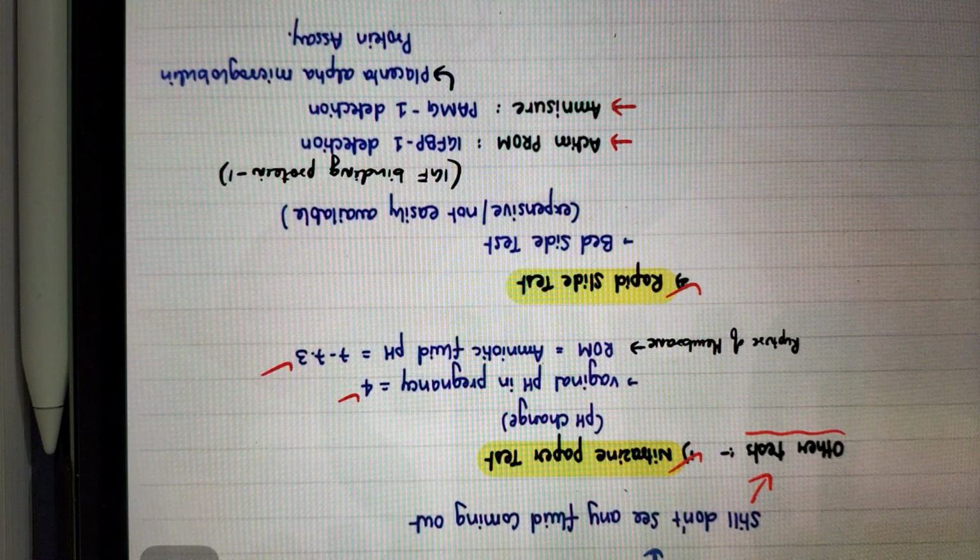In case of active PROM, IGFBP1 detection is done, that is insulin-like growth factor binding protein 1. In case of Amnisure, PAMG-1 detection is done, that is placental alpha microglobulin protein assay.